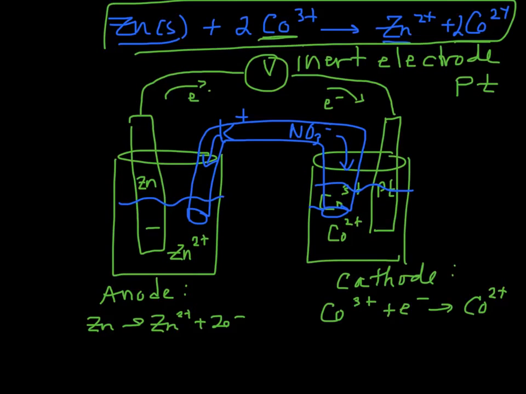Okay, if you wanted to do a shorthand notation, you would do zinc to zinc ion. Here's your salt bridge, and now you say cobalt 3 plus and cobalt 2 plus, and then you put platinum as your electrode. Okay, so that's a little bit different, but not very different.